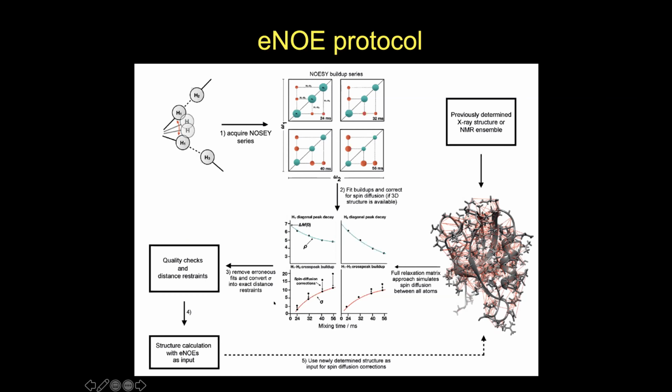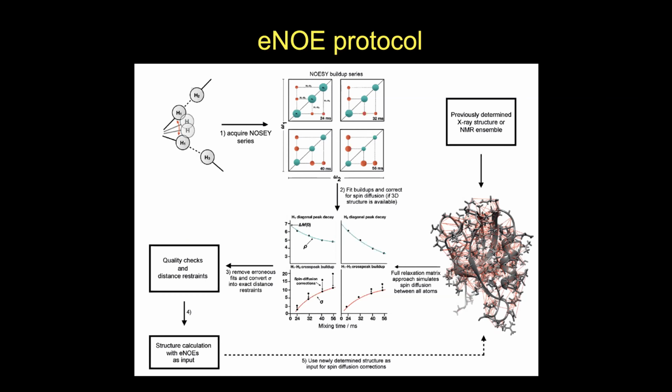Once we have fitted all of those, we have to apply a quality check. This is very important. A NOESY has hundreds or even thousands of peaks, and everyone who works with NOEs knows there is a lot of overlap, there are a lot of artifacts, and so on. So in our method, it's even more important than in standard methods that you really remove bad peaks. If you have buildups that don't make sense, it's very likely that there are artifacts. So we apply this quality check and keep the good buildups.